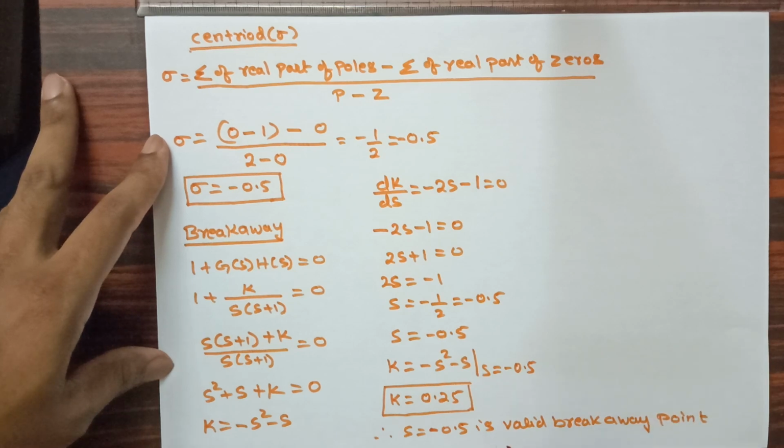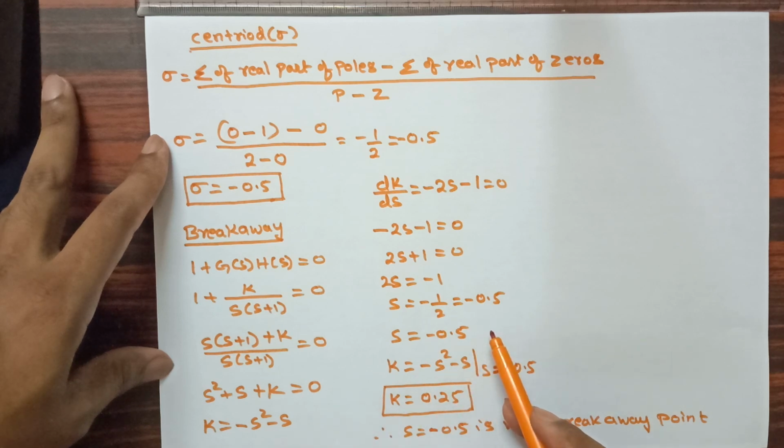In this way we are going to find the valid or invalid breakaway point. If I get real values, then I check whether it is valid or not by substituting in the k equation. Suppose I get a complex breakaway point, then I am not going to use this method. I am not going to substitute that complex value in the k equation. I am going to use the angle and magnitude method. That I will be discussing in other problems when I get a complex breakaway point.